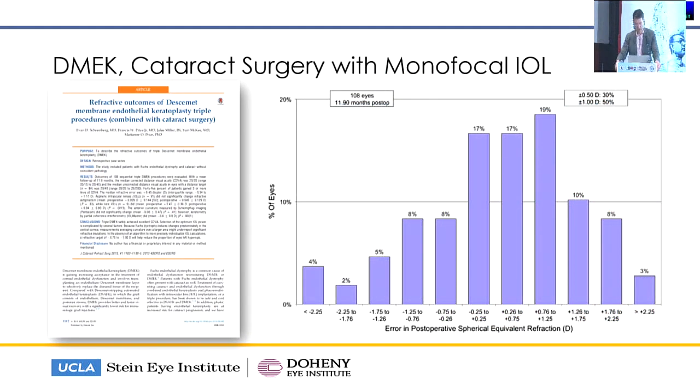This paper from Frank Price's group looked at DMAC and cataract surgery with implantation of a monofocal IOL, and they found that only 30% of patients were within half a diopter of the targeted refractive error, and only 50% were within 1 diopter of the targeted refractive error. I think as a lot of us are doing more and more DMAC, we're expecting better and better visual outcomes, that this has become one of the major problems in my practice, is these unexpected refractive surprises after combined DMAC and cataract surgery. And is there some other way to address this problem?